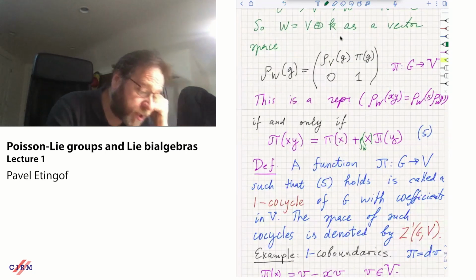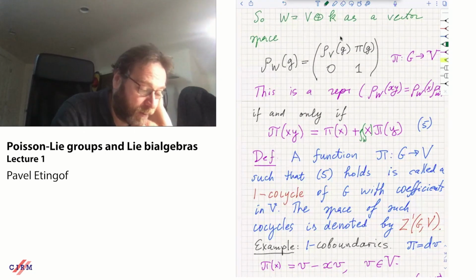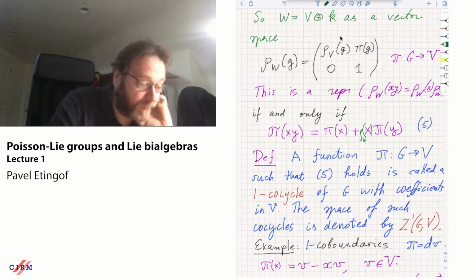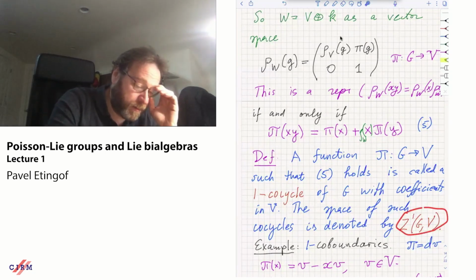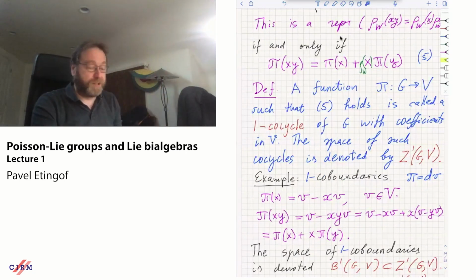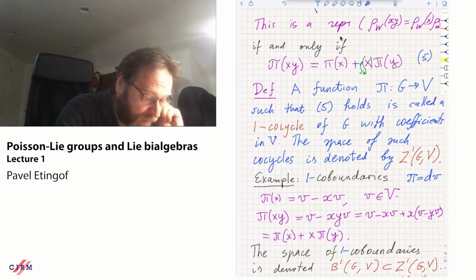And a function pi such that this equation holds is called a one-cocycle of G with coefficients in V. So the space of such cocycles is denoted by Z1 of G, V. And there is a trivial example of cocycles, which is one-coboundaries.